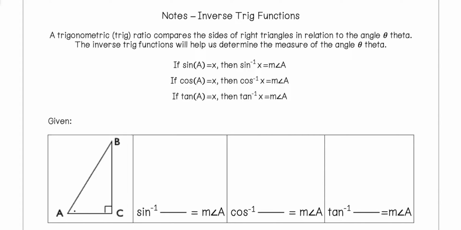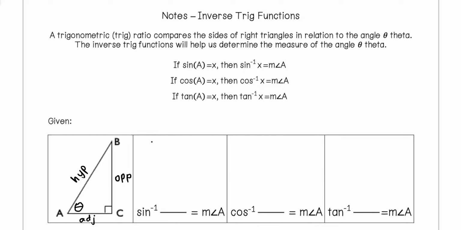If this is our given triangle, and it looks like in these examples I'm solving for the measure of angle A, that means that my A is my theta. So in relation to theta, the side across from it is the opposite, the side next to it is the adjacent, and the side that is across from the right angle is always your hypotenuse.